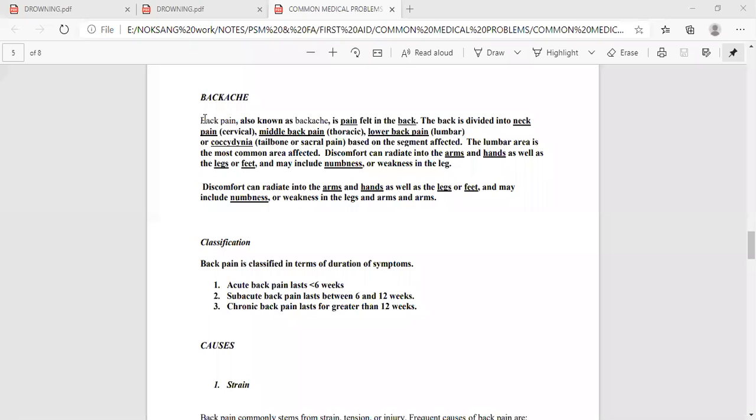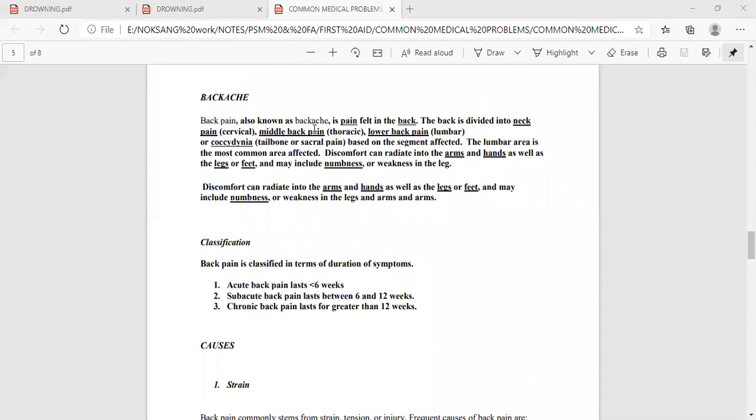Write down: backache is also known as back pain. It is felt on the back, and it is divided into three parts: the neck portion, the middle back, and the lower back. The neck portion is known as the cervical portion, the middle one is thoracic, and the lowest one is the lumbar or coccygeal portion. The coccyx is also known as the tailbone, the last portion, just near your buttocks.